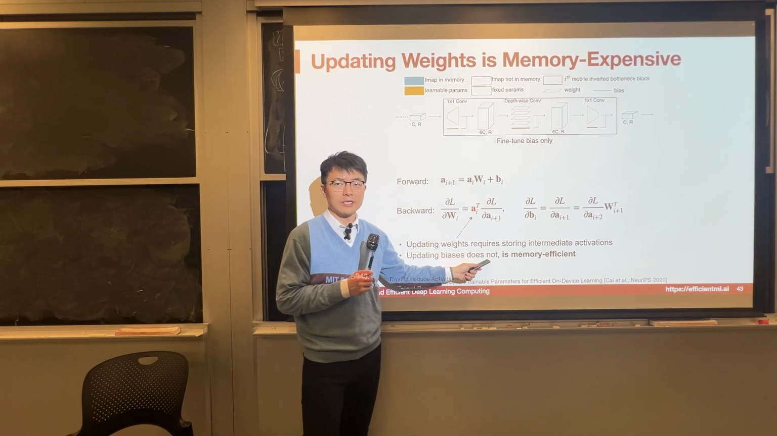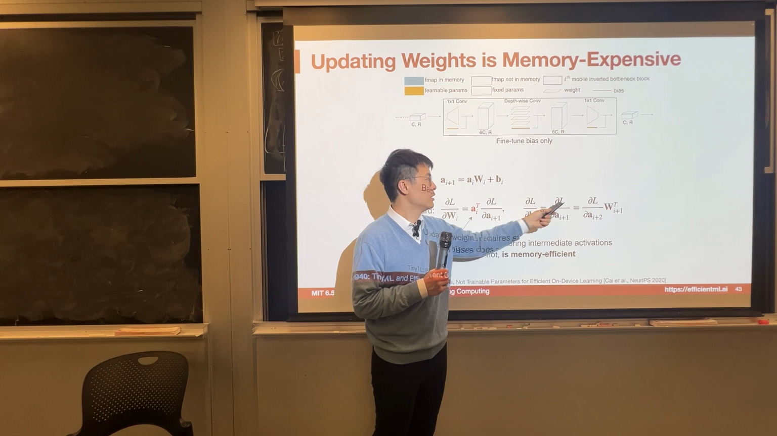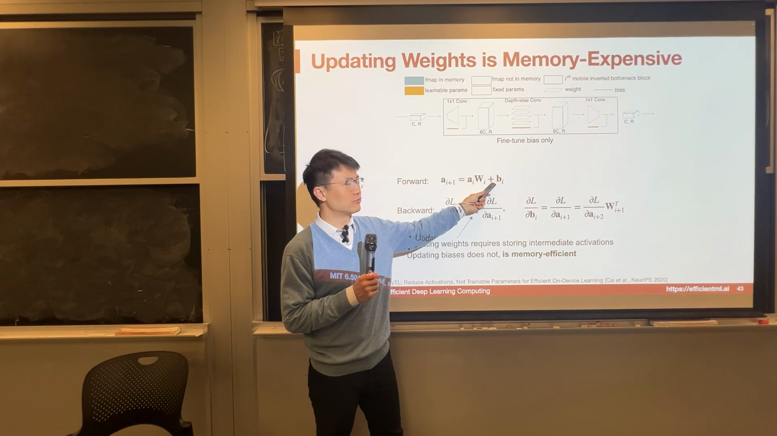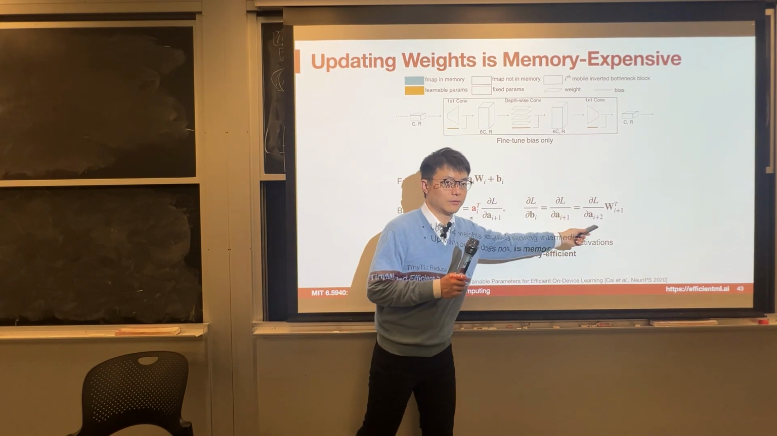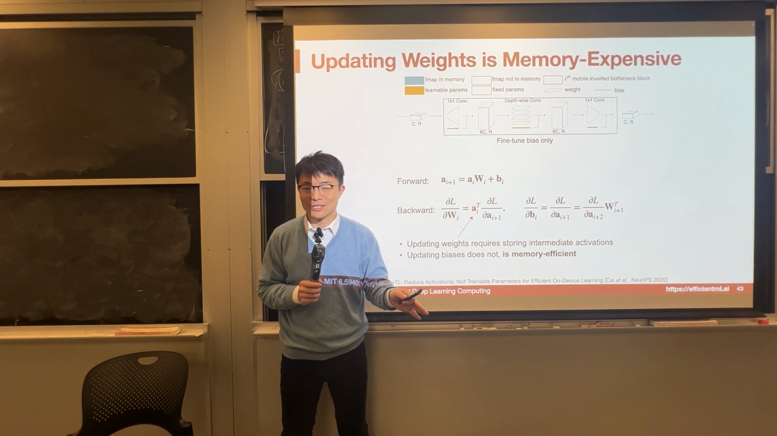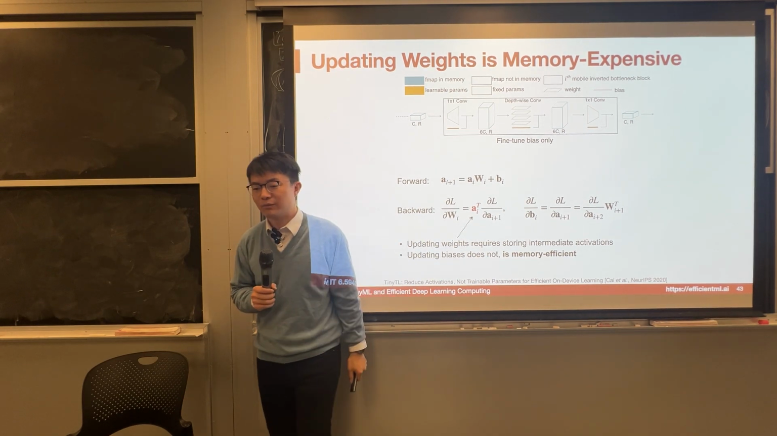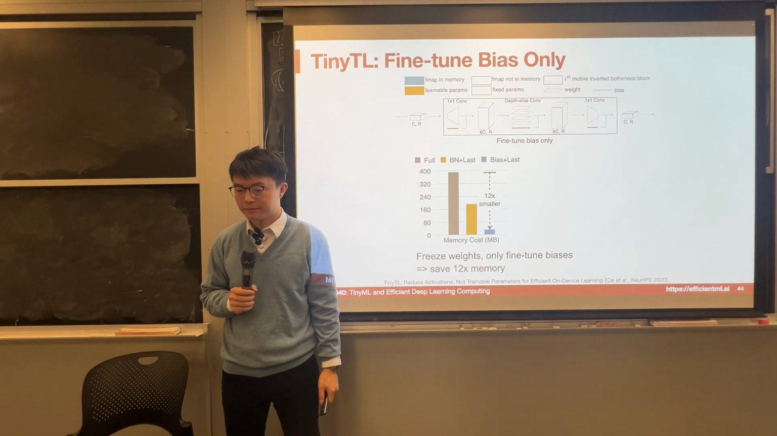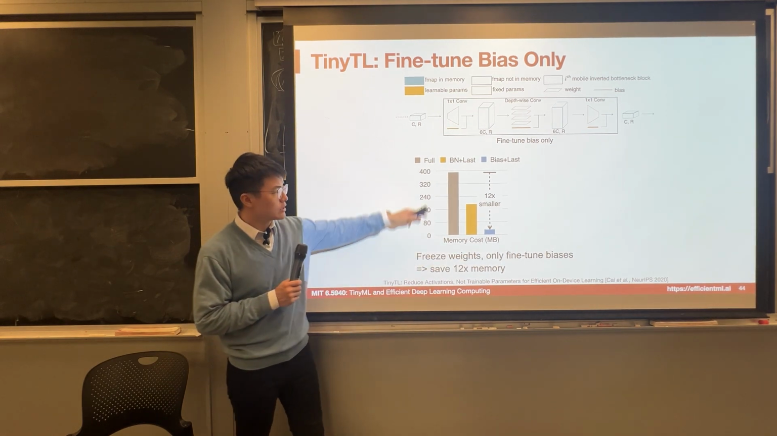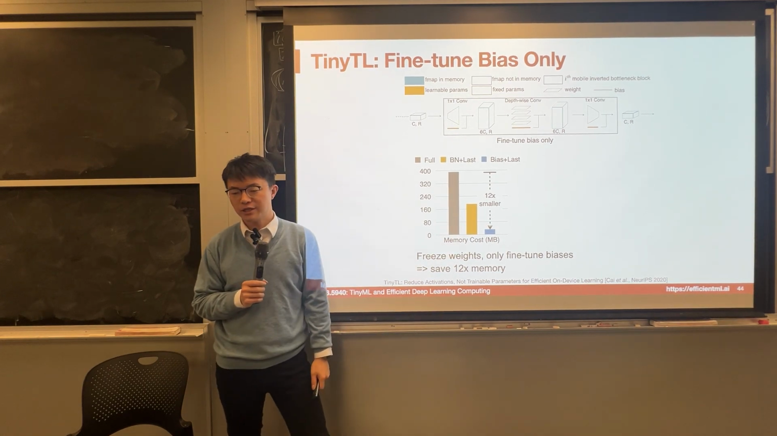But updating the bias does not. So updating the bias, the partial loss over partial bias equals partial loss over partial A_{i+1}. Okay, since this is a linear term, there's no scaling factor in front of it. Therefore, updating the weight requires storing those intermediate activations, but updating the biases does not. So updating the bias is very memory efficient. You can see if you freeze the weight and only fine-tune the bias, we can save 12 times the memory compared with fine-tuning the batch normalization plus the last layer.